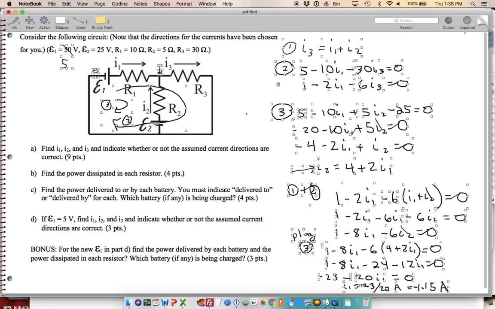Right, so this battery has more voltage, so it's going to be the one that's delivering power to these others. I2 is up, I1 is going this way, and I3 is going this way. And that makes sense, right? I2 is 1.7, and this is going to the left, so 0.55 plus 1.7 would give us that. So we can also tell that battery E2 is delivering the power. It's providing the power and it's charging E1.